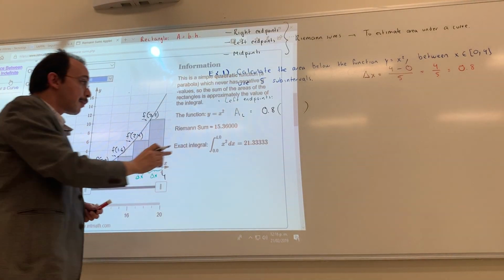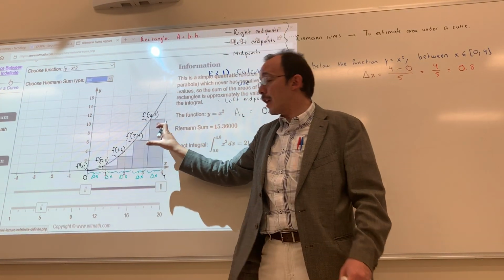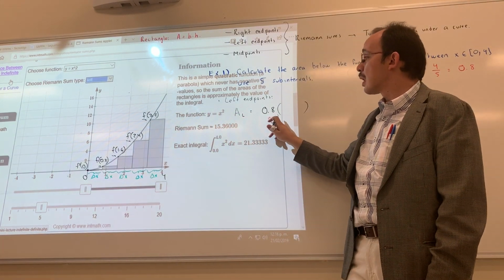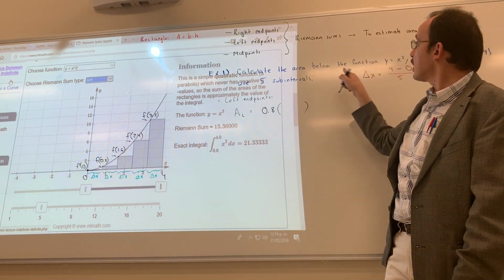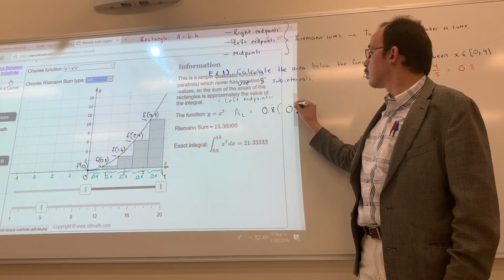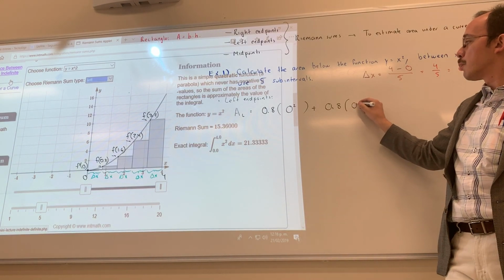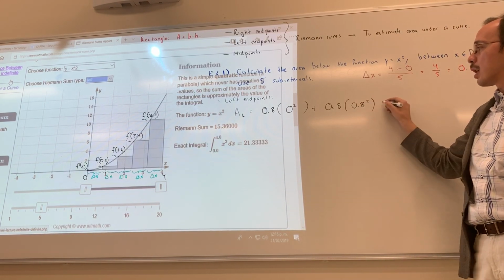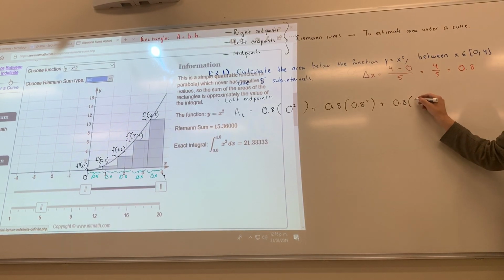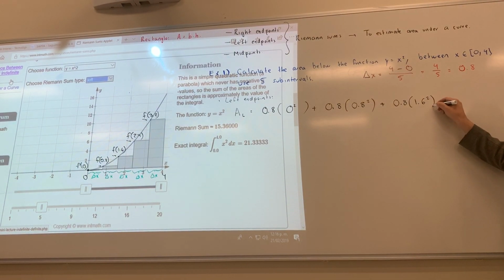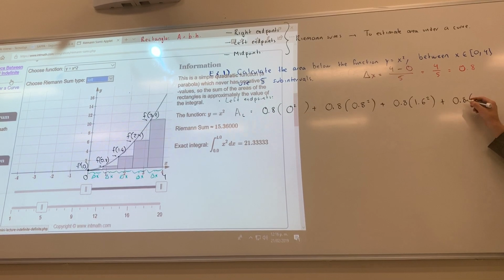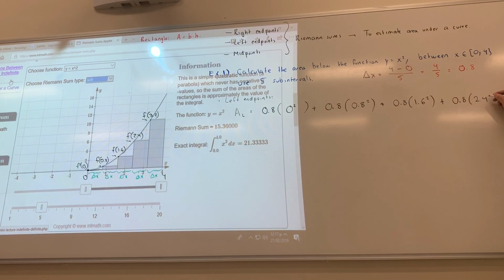So, in this case, for example, to find the area of everything will be 0.8 times what? f of 0. Since the function is x squared, it will be 0 to the square, plus 0.8 times what? 0.8 to the square, plus 0.8 times 1.6 to the square, 0.8 times what? 2.4 to the square, plus 0.8 times what? 3.2 to the square.